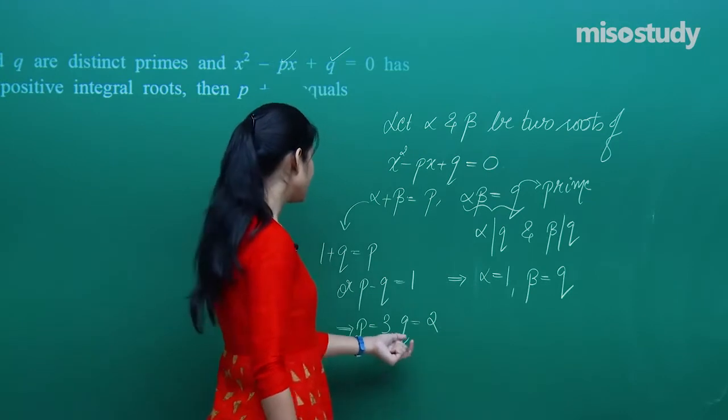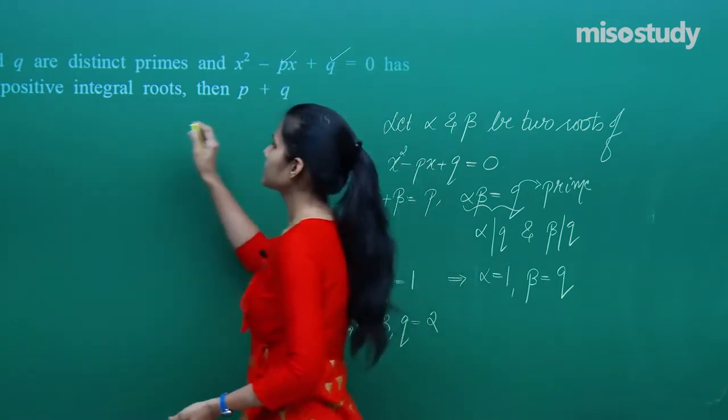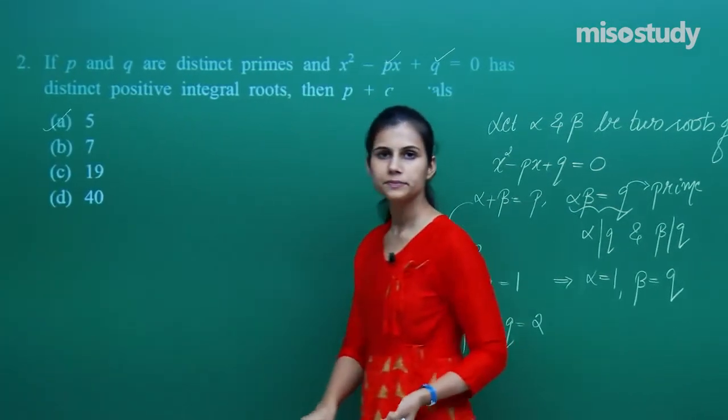Right? If P is 3, Q is 2, very easily P plus Q is equal to 5. Okay?